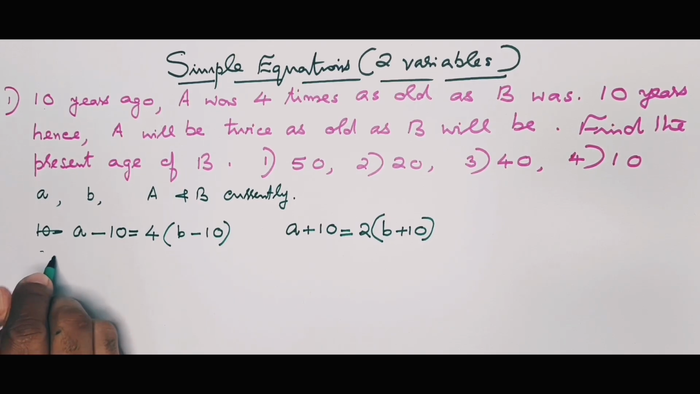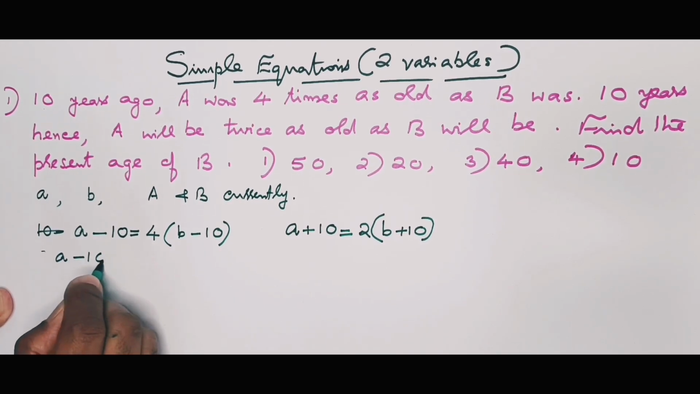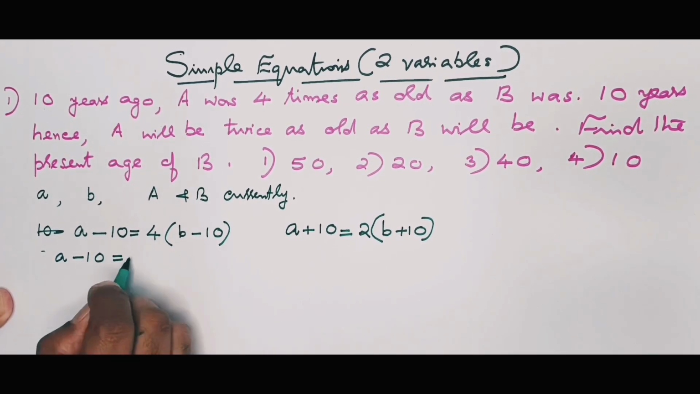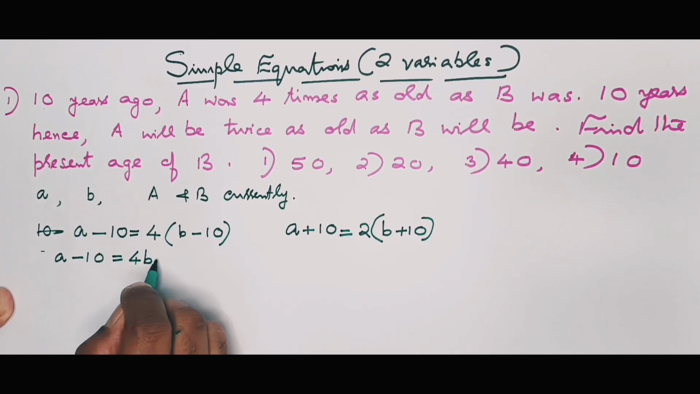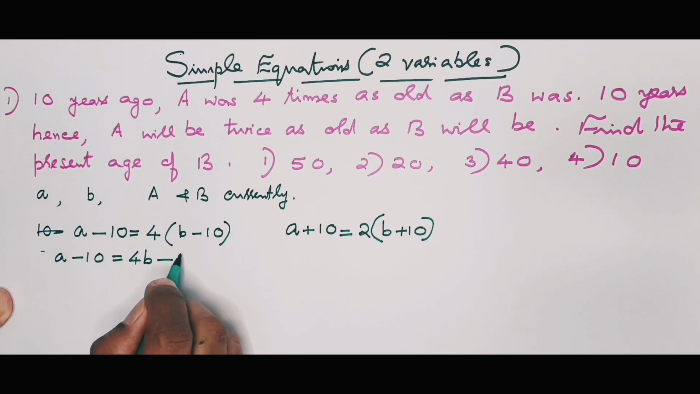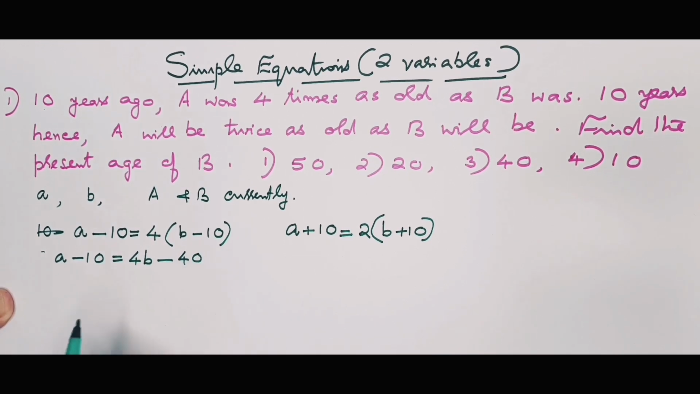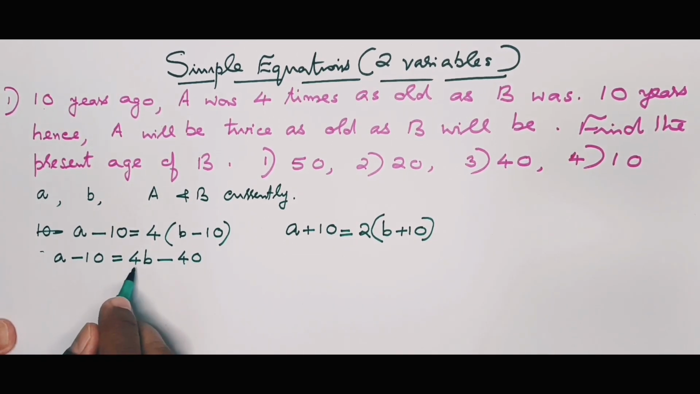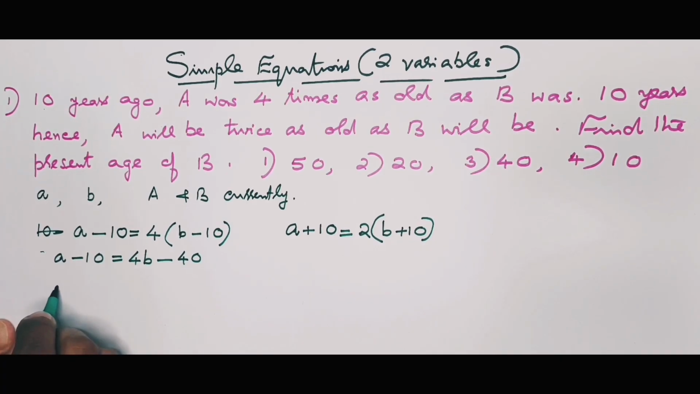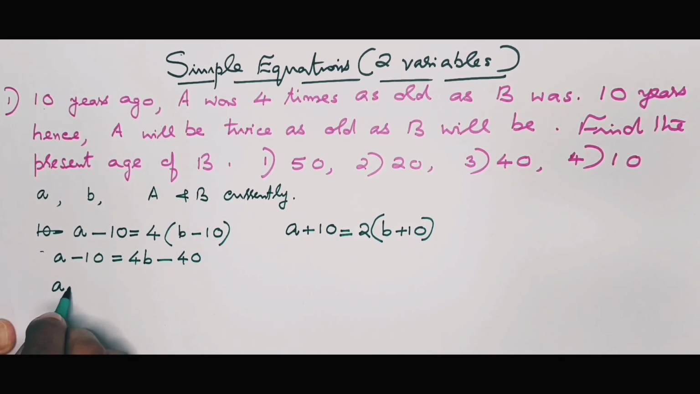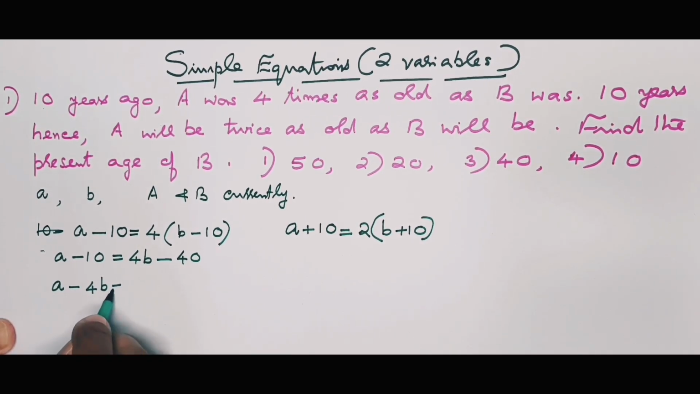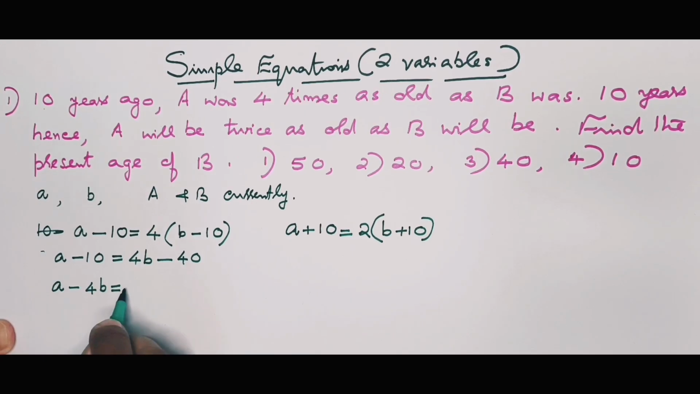See the first equation, A minus 10, distributing 4 to the two terms inside. 4 times B minus 4 times 10, which is 40. In the next step, we will collect variables on the one side. So A is there. 4B taken to the left side. Here it is plus. So on the left, it will be minus. So A minus 4B. And then there is minus 40 on the right side.